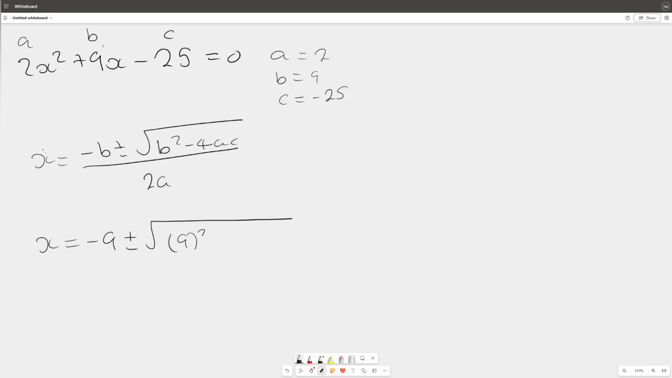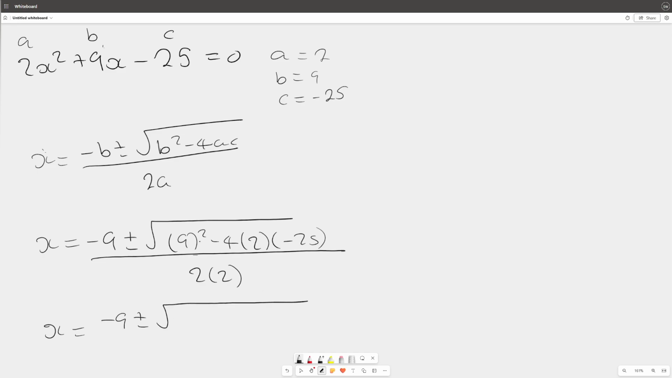squared, so that's 9 squared, minus 4a being 2, and c being minus 25, all over 2 times a, which is 2. So we can keep writing this as minus 9 plus or minus the square root of 9 squared is 81. And then we've got 4 times 2, which is 8, times minus 25. So that does complicate things. Instead, we can do 2 times 25 is 50, 4 times 50 is 200. That makes it much easier.